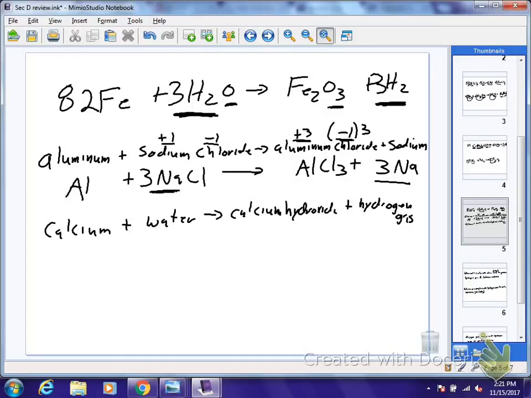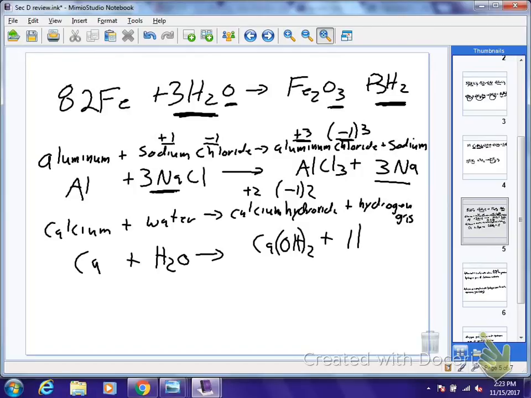Next one, calcium can be written as Ca, water's H2O, calcium hydroxide, +2, -1 for OH. I look it up, so it's CaOH. So we have CaOH, and you have to have 2 of the OHs. And remember that you have to put polyatomic ions in parentheses, so you put a 2 behind it. Then you've got hydrogen gas, which is H2.